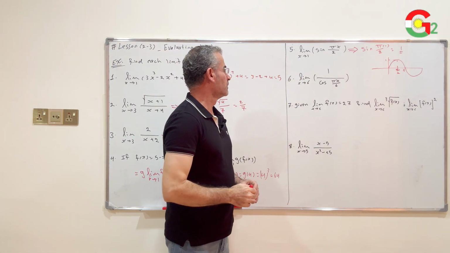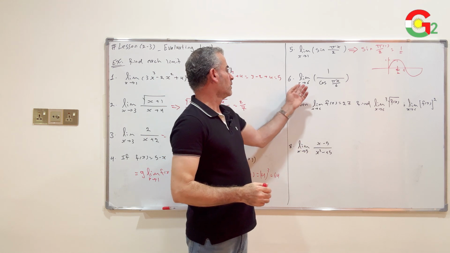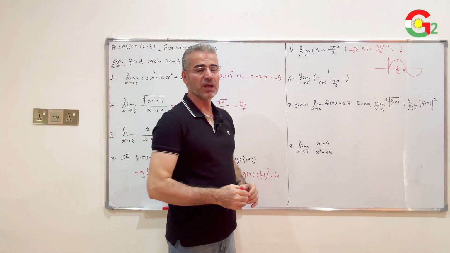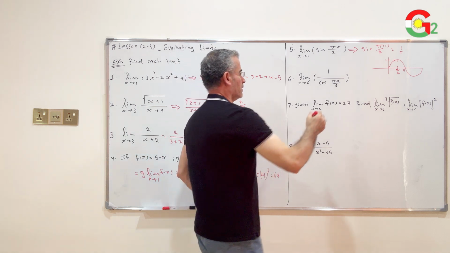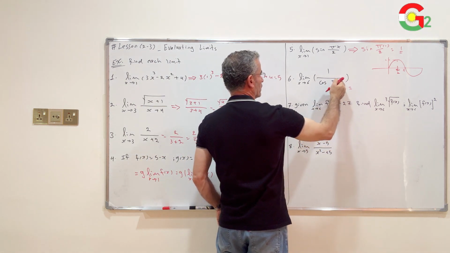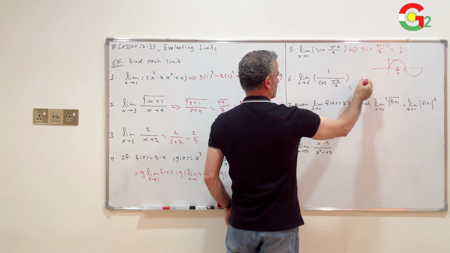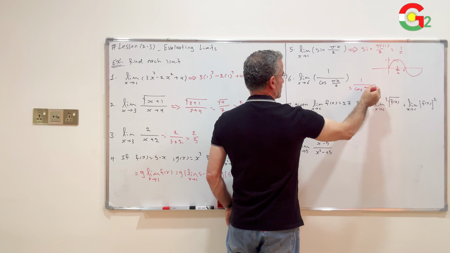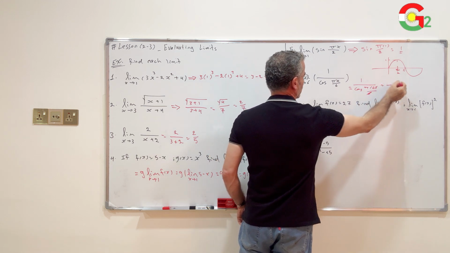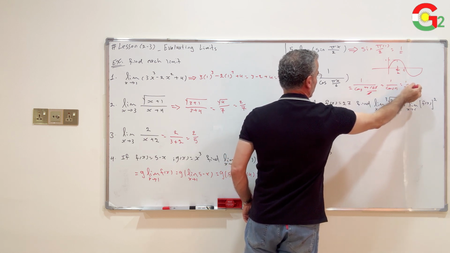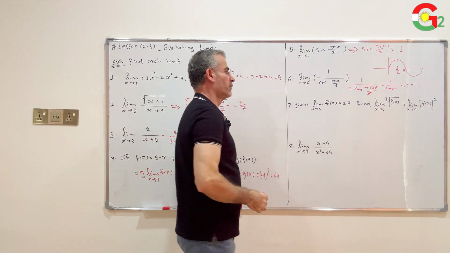Number 6, find the limit of the function 1 over cosine of pi x over 6 when x approaches 6. Since the denominator is not equal to 0 when substituting x with 6, directly substitute: 1 over cosine of pi times 6 over 6, equals 1 over cosine pi, equals 1 over negative 1, equals negative 1.